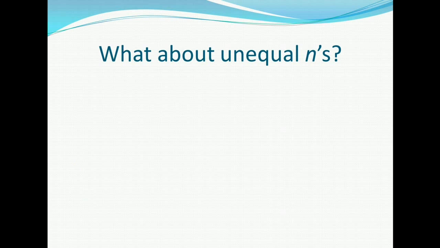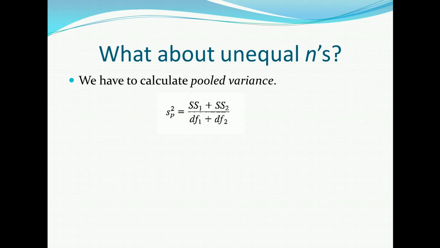So what about unequal ends? Well, we have to calculate the pooled variance, which is notated as S squared sub p, which equals the sums of squares sub 1 plus the sums of squares sub 2, over degrees of freedom sub 1 plus degrees of freedom sub 2.